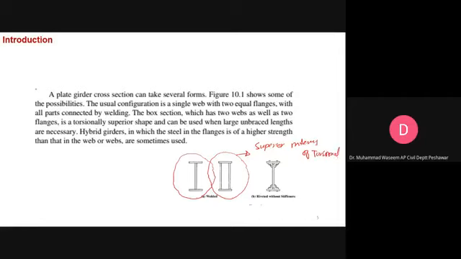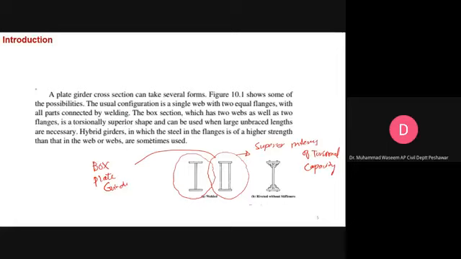Torsional, I'm sorry for my spelling, okay. So if you have to choose between these two, I think you should go for this box shape. This is a box plate girder, okay, and this is an I plate girder, okay.